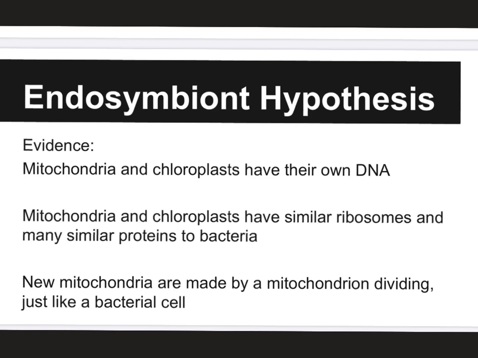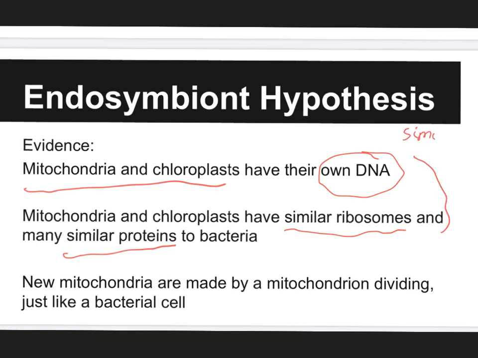One piece of evidence to support this is that mitochondria and chloroplasts are very similar to bacteria in a lot of ways. For example, they have their own separate DNA, separate from the host cell, inside the mitochondria or the chloroplast. Another reason is that they have their own ribosomes, which are very similar to bacterial ribosomes, and they also make many proteins, which are very similar to proteins made by bacteria. So the idea that they are similar to bacteria supports the hypothesis that at one point, way back in evolutionary history, they were bacteria.